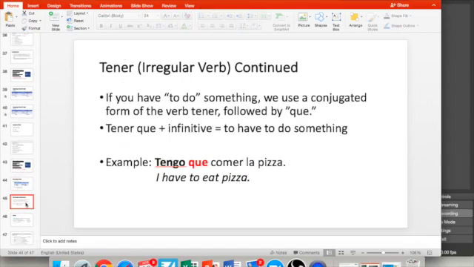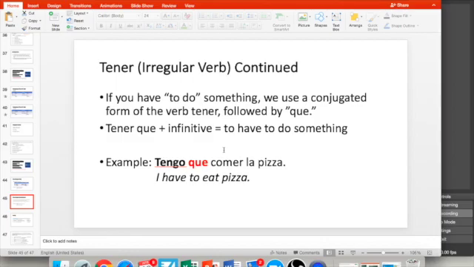Something else you need to know about tener is you can take the word que, Q-U-E, and add this after any conjugated form of tener to say what someone has to do. Okay, so tengo pelo moreno did not have a que. I have brown hair does not need a "to" in there. I'm not saying I have to brown hair. I'm just saying I have brown hair.